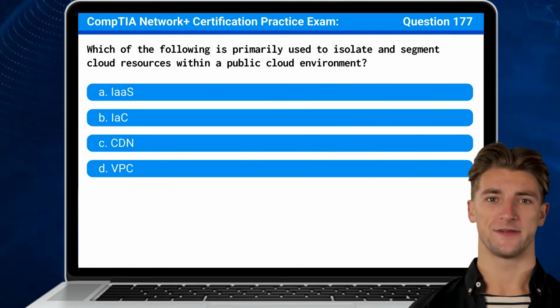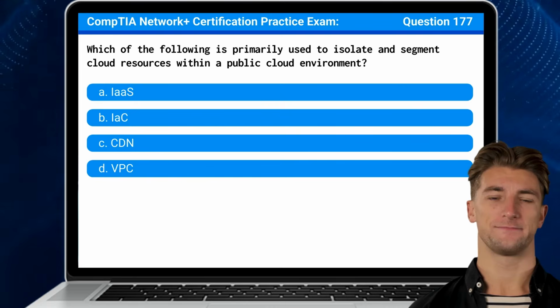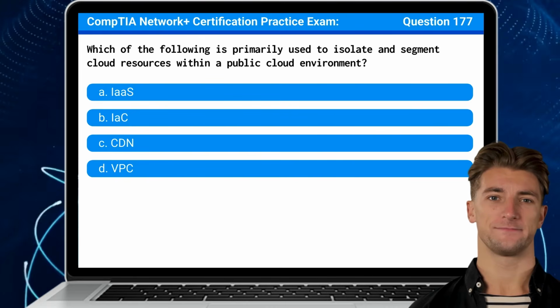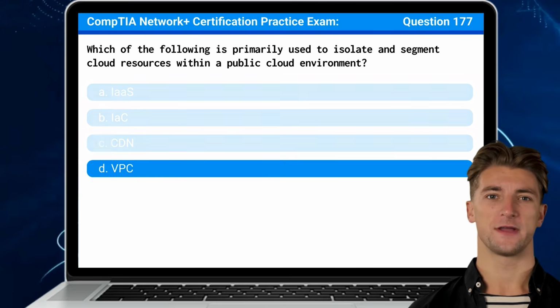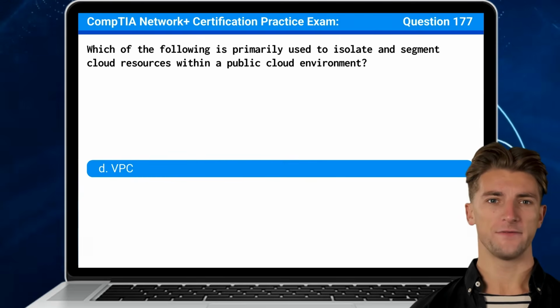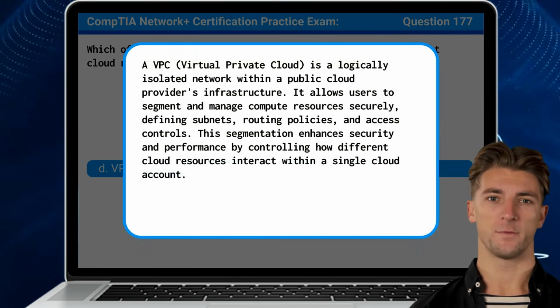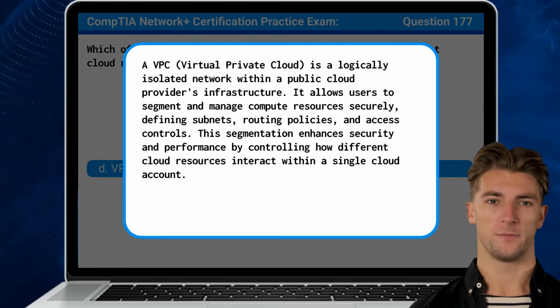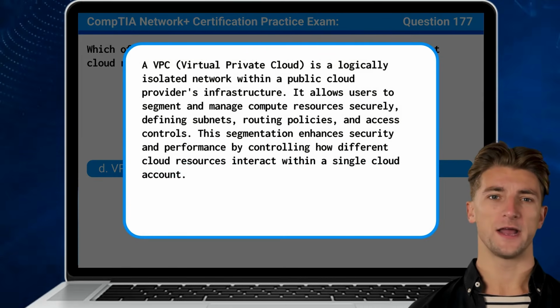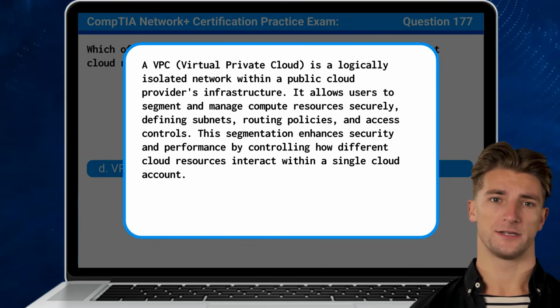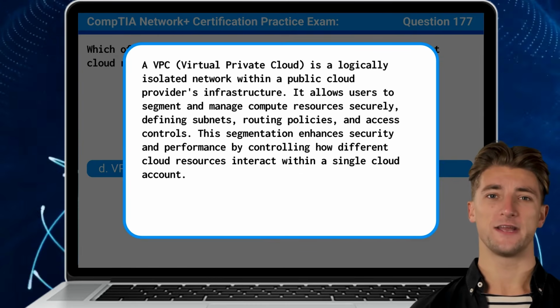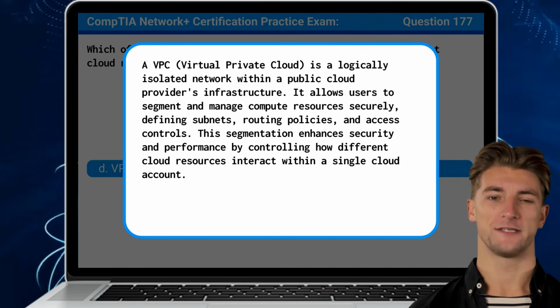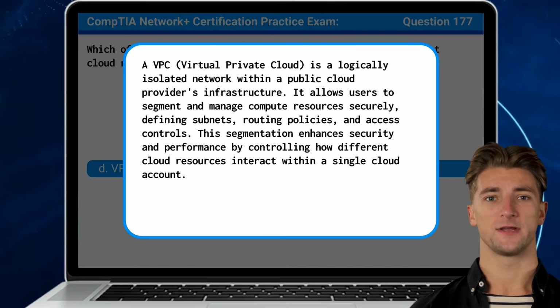Question 177. Which of the following is primarily used to isolate and segment cloud resources within a public cloud environment? The answer is D. VPC. A VPC, or Virtual Private Cloud, is a logically isolated network within a public cloud provider's infrastructure. It allows users to segment and manage compute resources securely, defining subnets, routing policies, and access controls. This segmentation enhances security and performance by controlling how different cloud resources interact within a single cloud account.